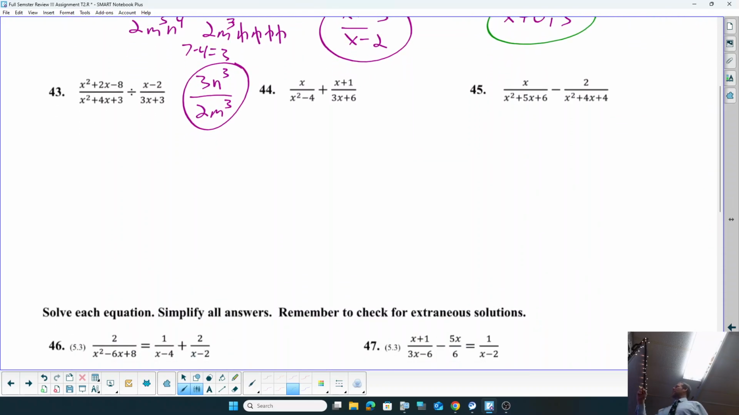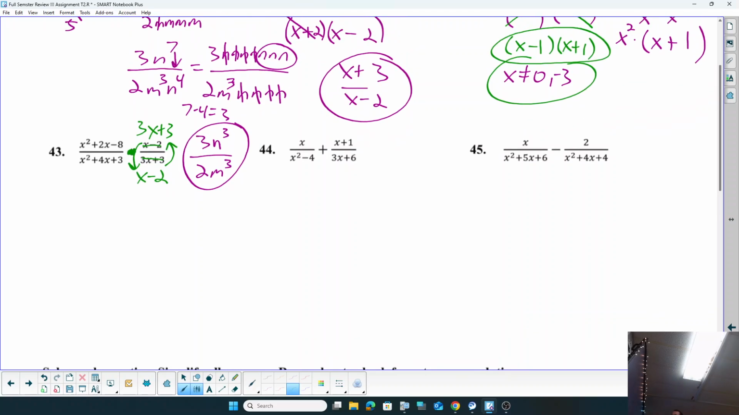Okay, so then key change flip. Do you remember key change flip? So change to multiplication and flip it. That goes up here, and that comes down here. Way-o. Okay, then we factor. Lots of factoring.